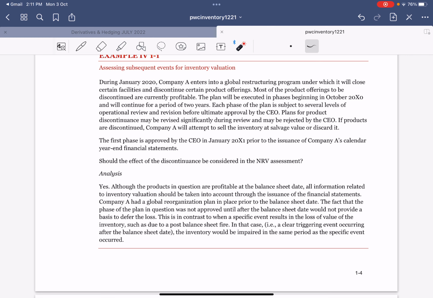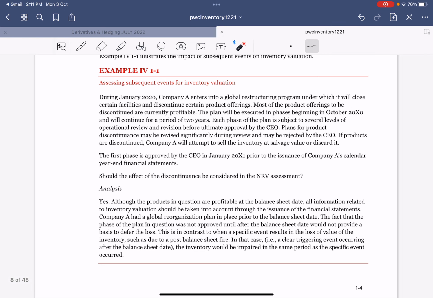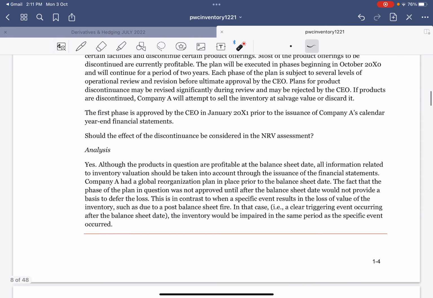Of course, the impact has to be considered, because there is no certainty. Although the products are profitable, I think the provision should be very small. All the products in question are profitable at the balance sheet date. All information relating to the inventory valuation should be taken into account through the issuance of the financial statements.